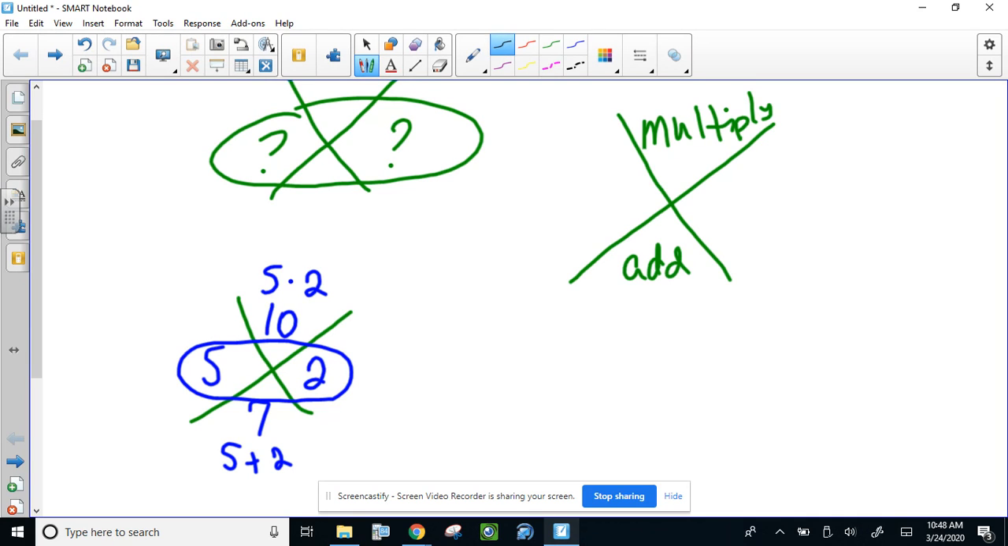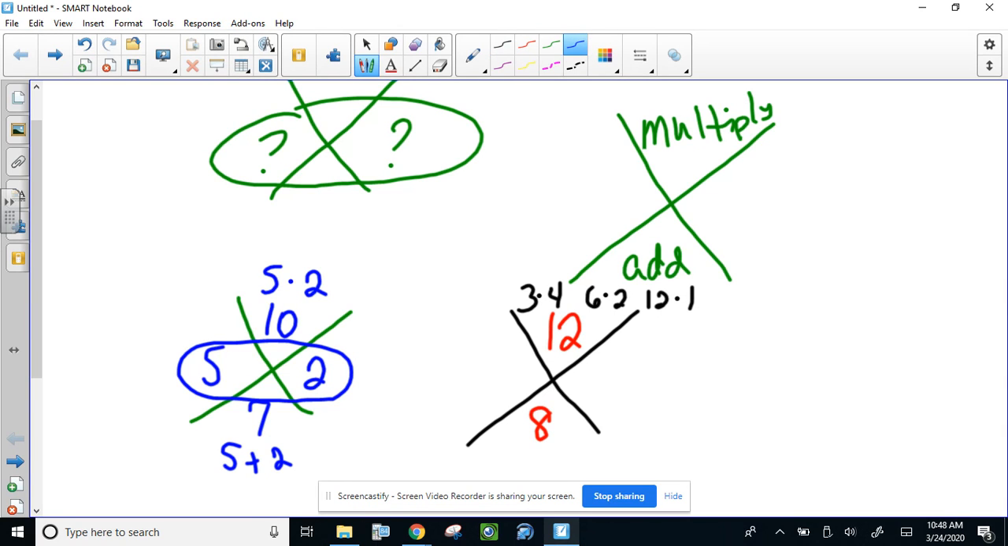Let's do a few more easy ones. Has to multiply to make 12, and has to add to make 8. Okay, so now we have some more possibilities because 12 could be 3 times 4, it could be 6 times 2, or it could be 12 times 1. So of these, which would we use to get 8? Well, the only way we could get 8 is if we did 6 plus 2.